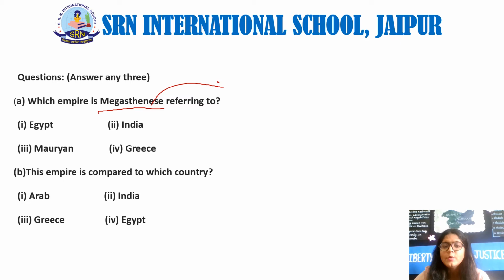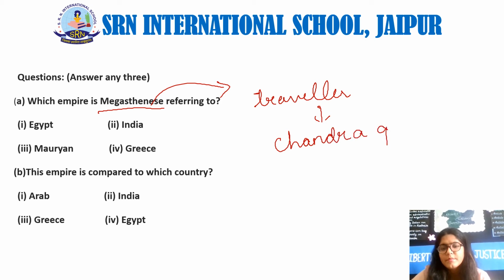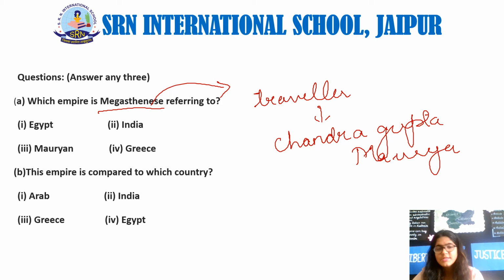As I've already told you, Megasthenes was a traveler. He came to India in the court of Chandragupta Maurya, and he was a Greek. So, whose dynasty or whose empire has he described in the source? He has described the Mauryan Empire.